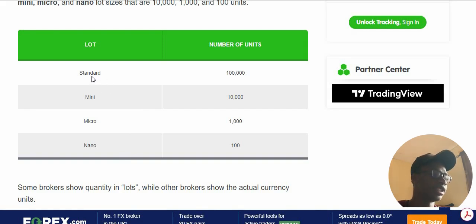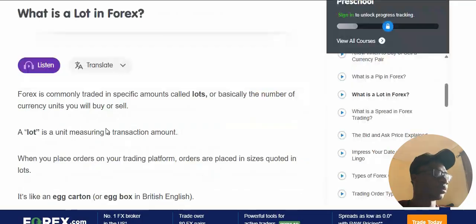For the standard lot, the number of units is 100,000. For the mini lot, the number of units is 10,000, and for the micro lot, the number of units is 1,000. For the nano lot, the number of units is 100. I'm going to teach you what all those numbers of units mean.